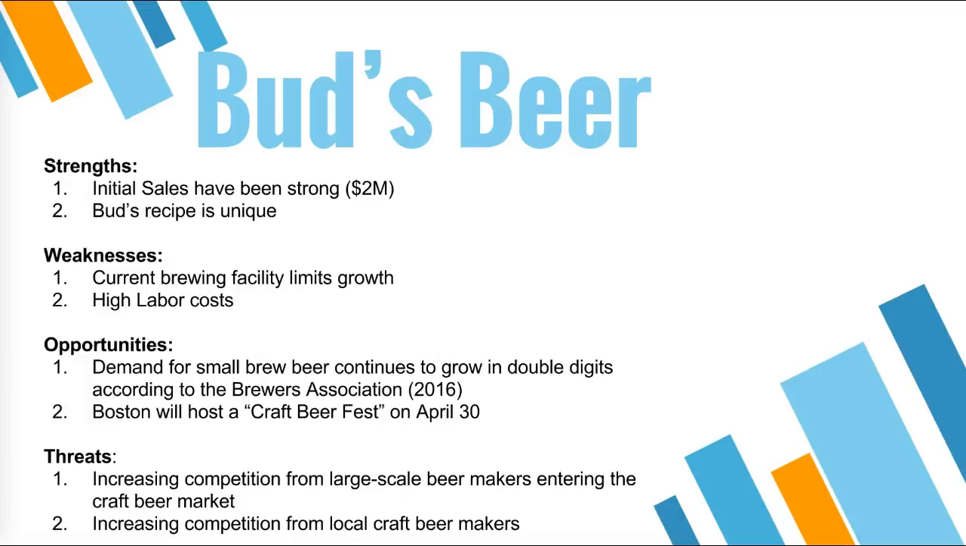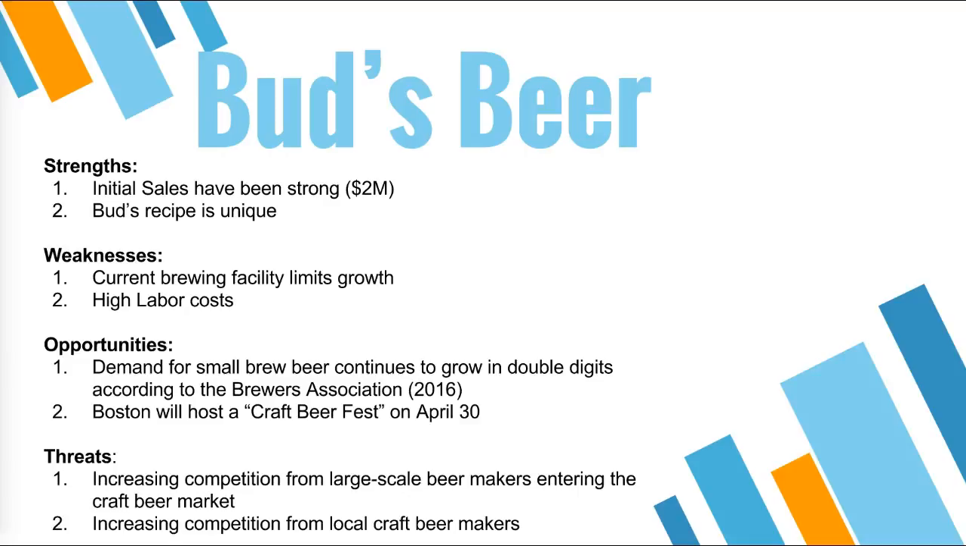Okay, here are some things that I came up with for Bud's Beer for strengths. Well, a company that's only been in business for 6 months and they have $2 million in sales is really great. Their recipe is unique. That would be strengths. Weaknesses might be their current brewing facility limits their growth. Maybe they want to be able to do $6 million next half of the year and they just can't because of their current facility. They're incurring high labor costs, right? They haven't built in automation yet.